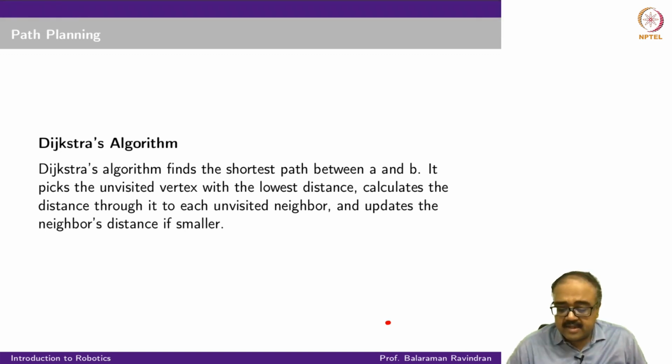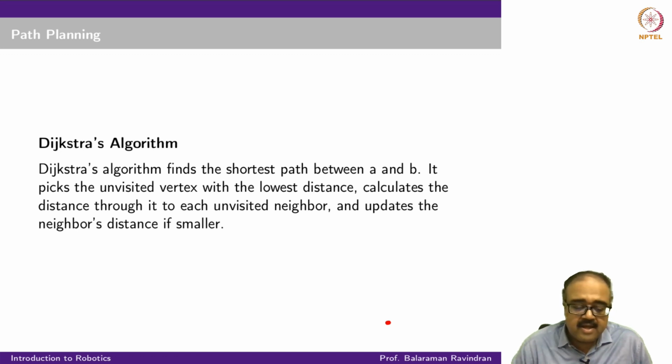Dijkstra's algorithm essentially finds the shortest path between any two vertices A and B in a graph, and this works on graphs that have weights. If you want to be more picky about it, it works when graphs have positive weights and not negative weights. But we are talking about path planning here, so paths have positive cost; they're not going to have negative cost for us.